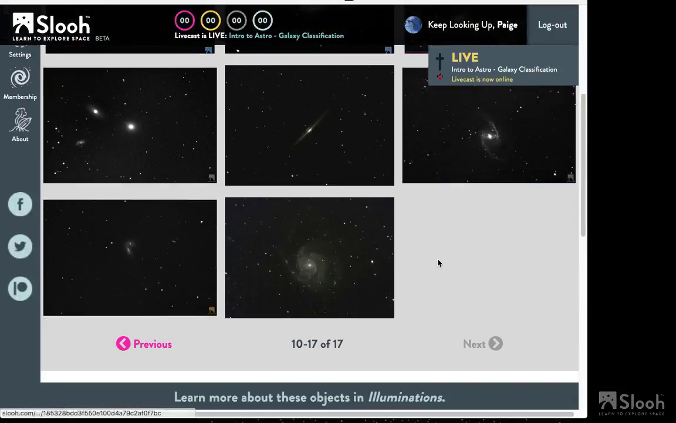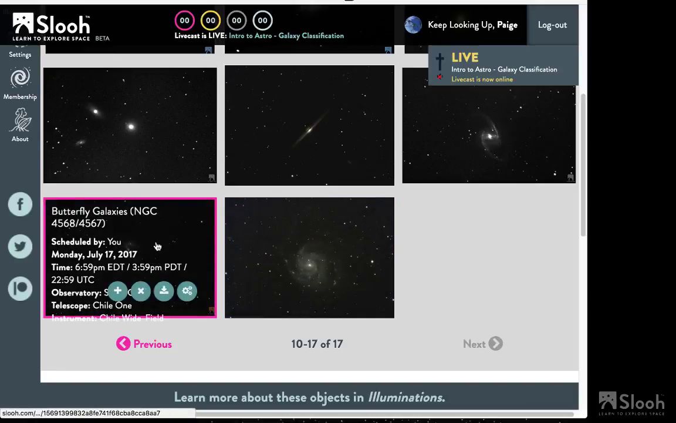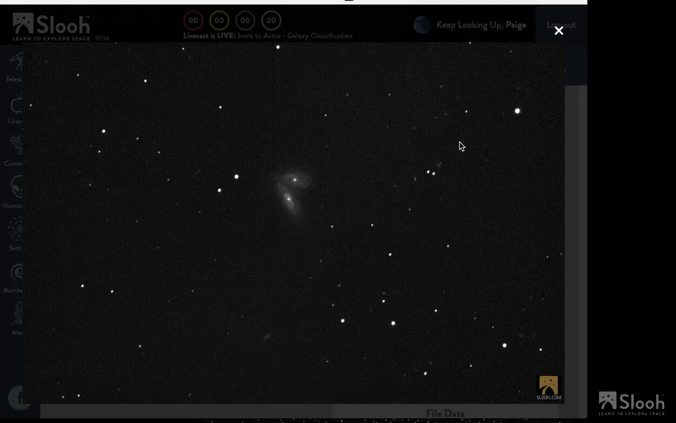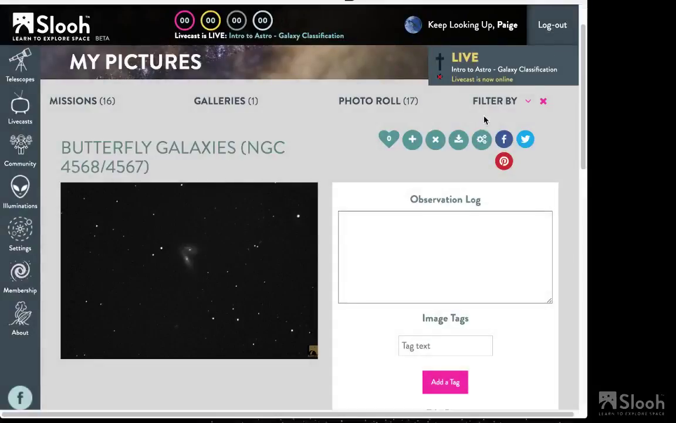Go back to page number 2. Here is the butterfly galaxies. So this is two galaxies next to each other. You can see their spiral structure as well. And they're nearly touching in this, like in our point of view. And so they look like a little butterfly. I just thought that was adorable.